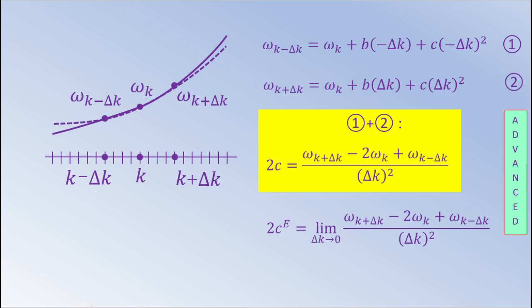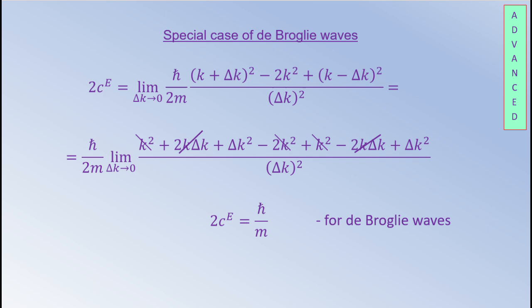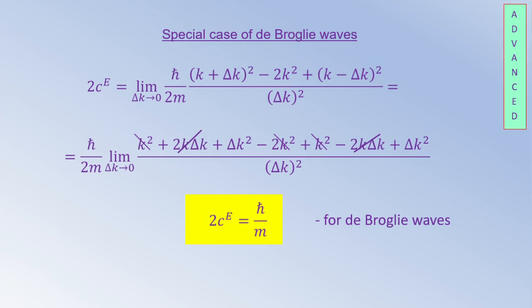If we add these two equations together and do some transformations, then we can get an expression for the doubled coefficient c. In general, this formula gives different results for different delta k's. However, if delta k tends to 0, then the result will not depend on delta k and will always be the same. We will denote this value as 2c^e, where the superscript letter e is used as an abbreviation of the word estimated. Now we can calculate the value of 2c^e for the special case of the de Broglie waves. As we see, it is equal to the Planck's constant h-bar divided by the mass m of our particle. Note that this value doesn't depend on either k or delta k.